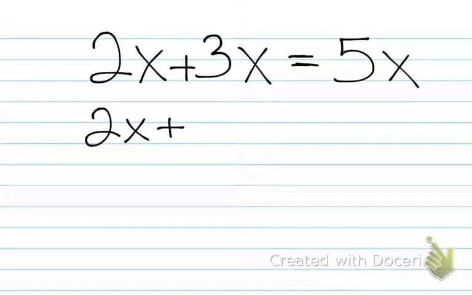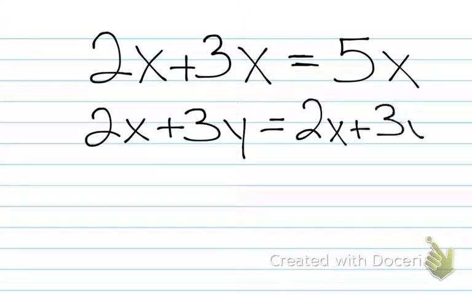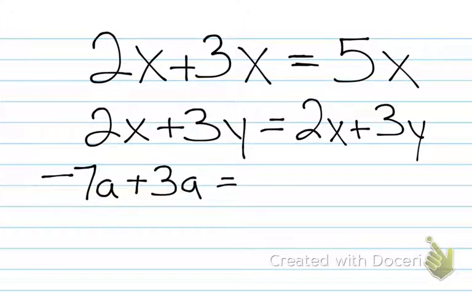5x. All right, what about 2x plus 3y? Are those like terms? No. Can I combine them at all? No, I can't. They're not like terms. It's just 2x plus 3y. That's it. Even if it's a variable, what matters is whether it's the same variable. All right. What about negative 7a plus 3a? Are those like terms?